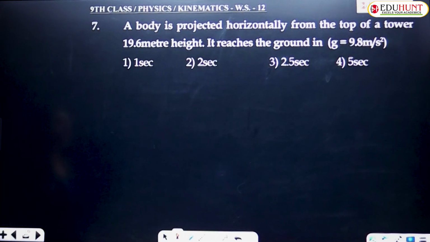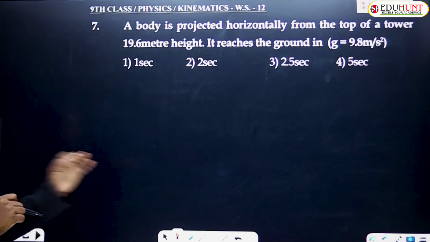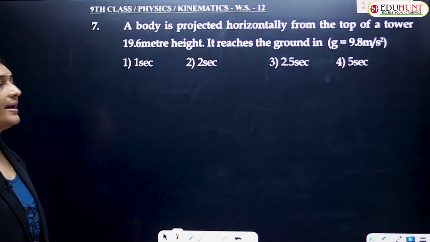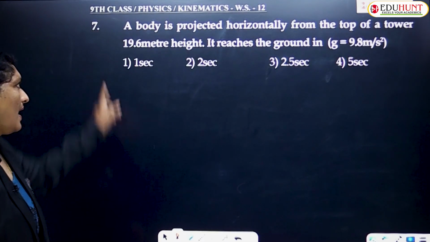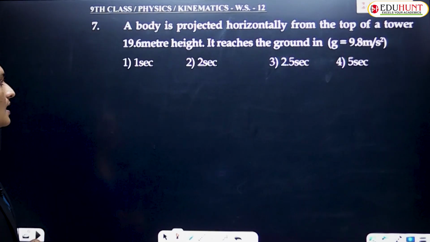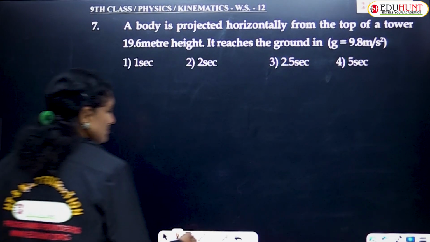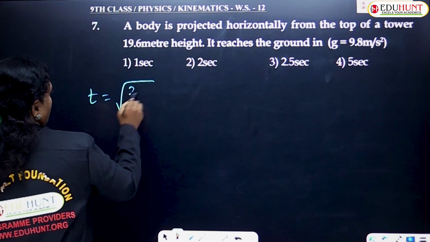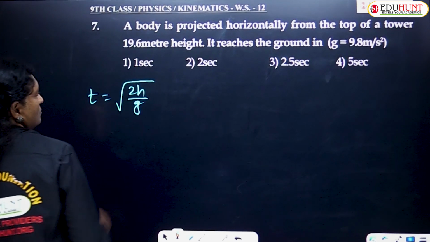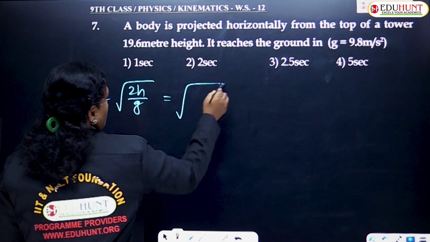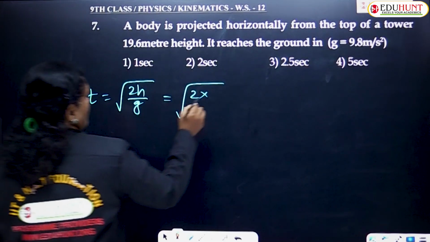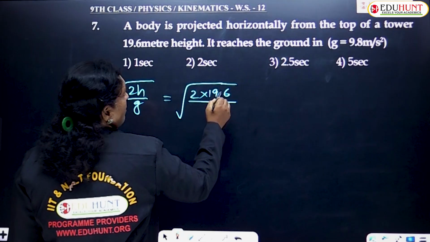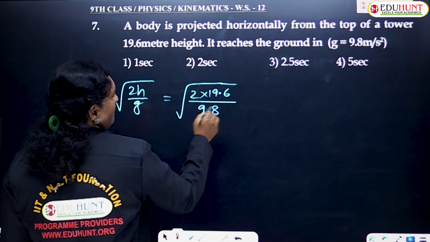Question number 7. A body is projected horizontally from the top of a tower of height 19.6 meter, reaches the ground, and you're asked to find the time taken to reach the ground. Children, we have discussed that the time to reach the ground is given as root over 2h by g, which is equal to 2 into h, here is 19.6 upon the value of g, which is given as 9.8.